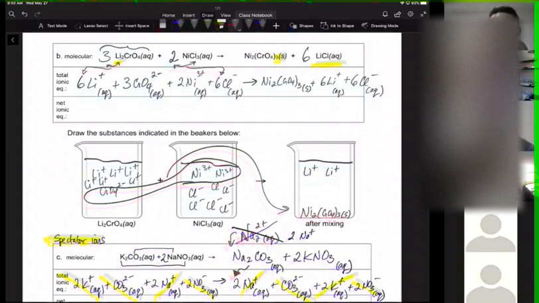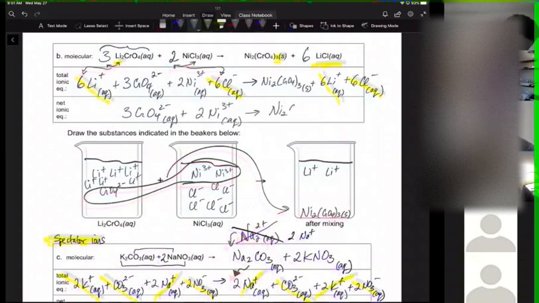Okay, now we're going to cancel out everything that's the same on both sides. So lithium looks the same. Chloride looks the same, and our final equation shows the 3 chromates coming together with 2 nickel 3 ions to form our new solid. And that's what's driving the reaction forward. It's that formation of new solid.